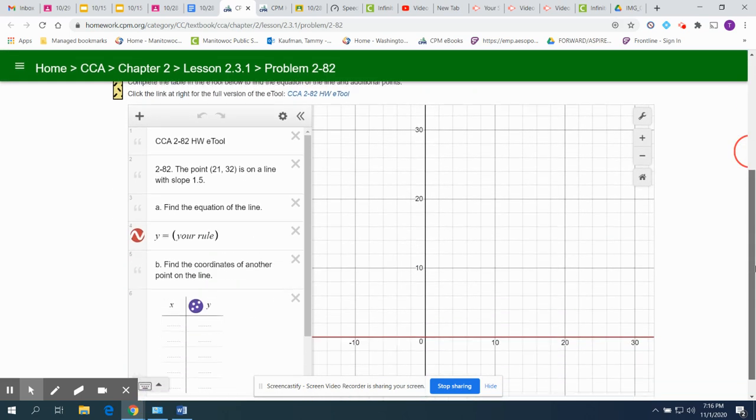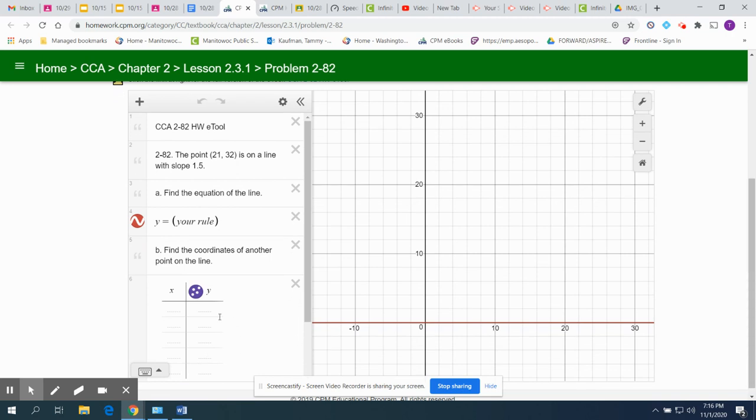Desmos. You can put in your tables. So I could put in (21, 32). And then they told me I can use my slope. So I'm going to go backwards because in order to write an equation, I have my slope, I need my y-intercept. So remember, in y equals mx plus b, we need our slope and we need our y-intercept. And we're given a point, so we're going to work backwards.